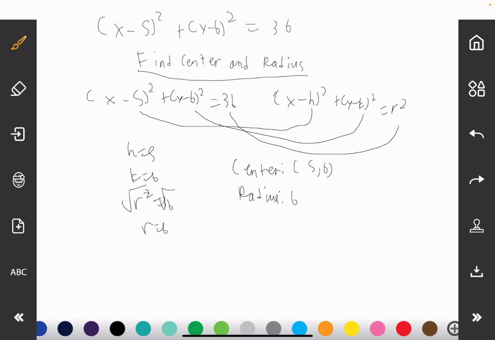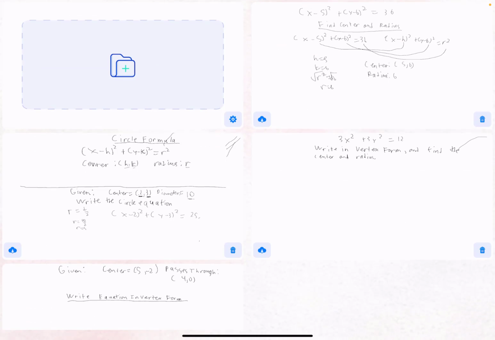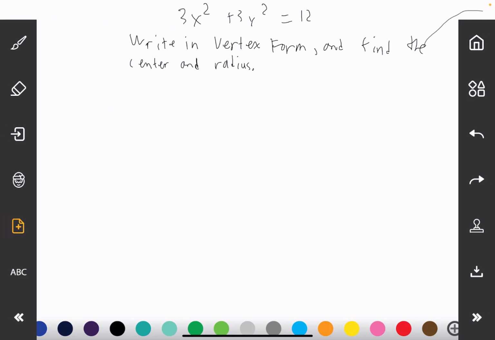Next, let's take a look at how we can transform equations in order to convert it into vertex form and find the center and radius. So we're given an equation, 3x² + 3y² = 12, and it asks us to write it in vertex form and find the center and radius. The first step is to get rid of the coefficients on the x² and y². So we're going to divide each side by 3. And it results in x² + y² = 4, which is already in vertex form.